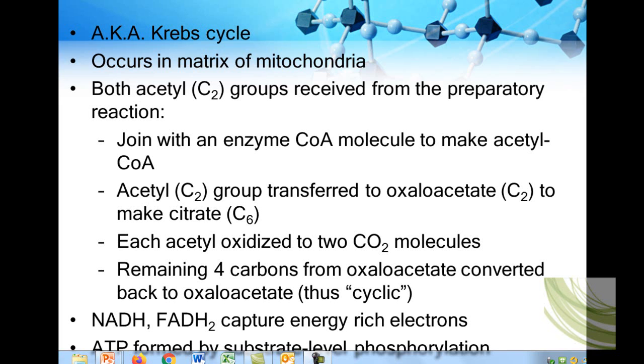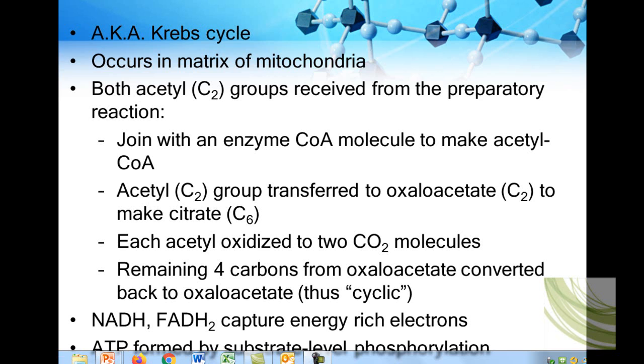Okay, now it's time to talk about the Krebs cycle. This is also known as the citric acid cycle. And this occurs inside the mitochondria, the matrix of the mitochondria. And up until now, we went through glycolysis and the preparatory reaction.